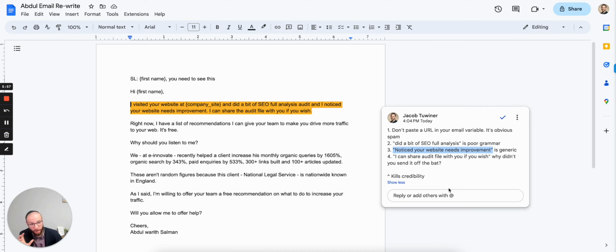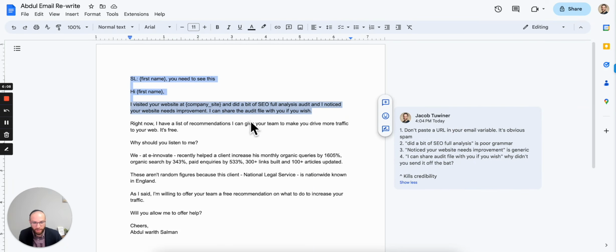4, "I can share audit file with you if you wish." Why didn't you send it off the bat? It shows you didn't actually do it yet. All of this kills your credibility, and you're not going to get a response already. This first line and this subject line are already enough to make you not get responses, which is why you're not getting any responses now. Let's move on to the next section.